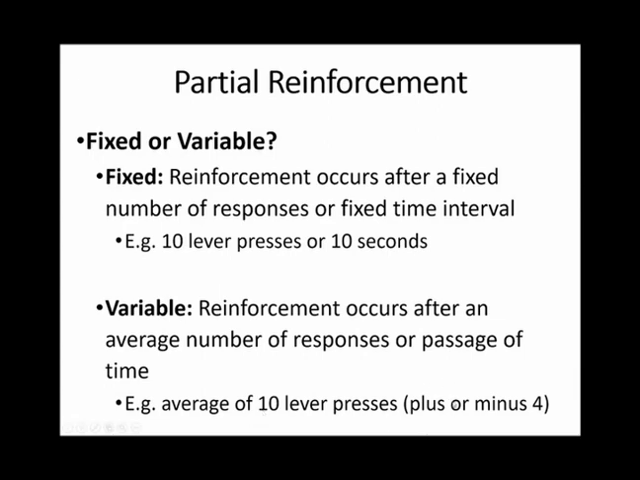But our variability says that it could be as low as 6, 10 minus 4, or as high as 14 presses, 10 plus 4. And the rat could get rewarded after anywhere in that range. So they might get food on the 6th lever press, and they might have to wait all the way until the 14th lever press, but overall, across all of their trials, there should be about an average of 10 lever presses, but with that variability.